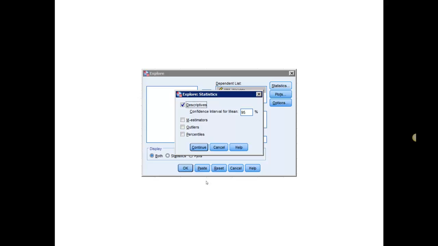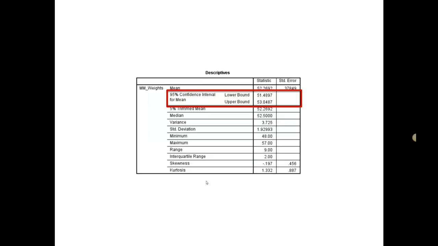But again, this is another place where students sometimes trip up. On the exam, look very carefully at what % confidence interval they want you to do. If they want a 90% or a 99%, then you would need to come in here and change that percentage in order to get the correct answer. So in this case, I'm going to stick with that 95% because that's what I wanted from the problem. And once I click on OK, these are the results that I get. And you can see right there is my 95% confidence interval for the mean. I've got the upper bound and the lower bound.